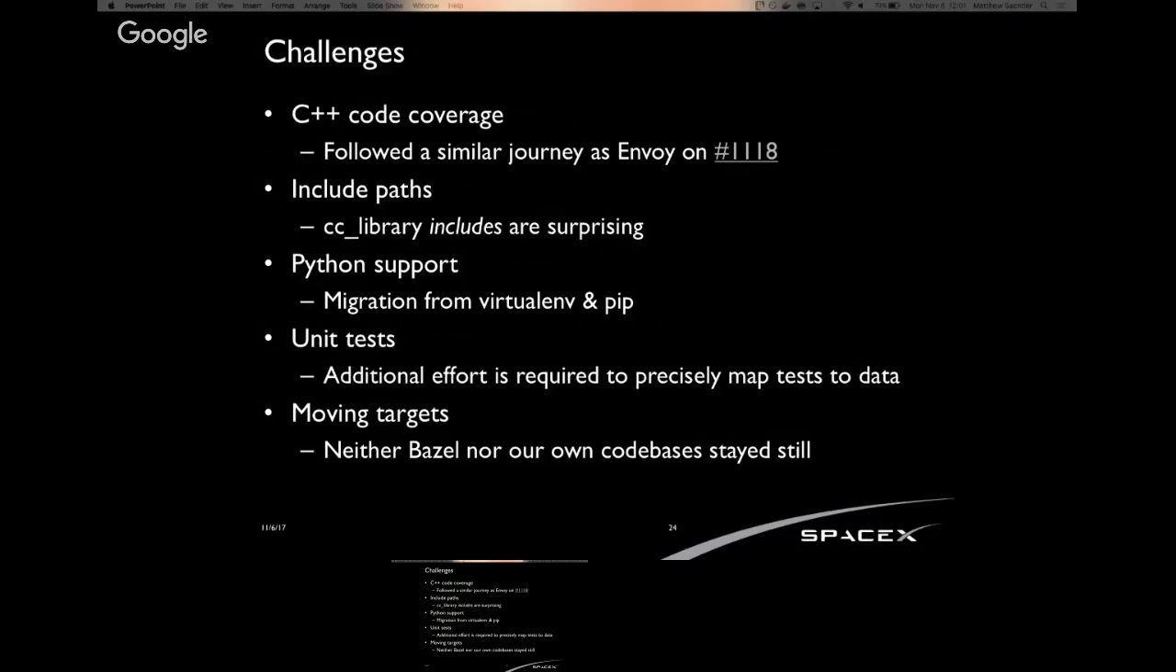Additionally, include paths for our C++ rules caused us a lot of pain. A lot of this was self-inflicted because of the way we've laid our repositories out, but also the CC library includes attribute, I think when we started out, wasn't documented as well as it is now. We misunderstood what it was doing in using iSystem instead of -I. That was the root cause of the CI build that didn't break in both systems.